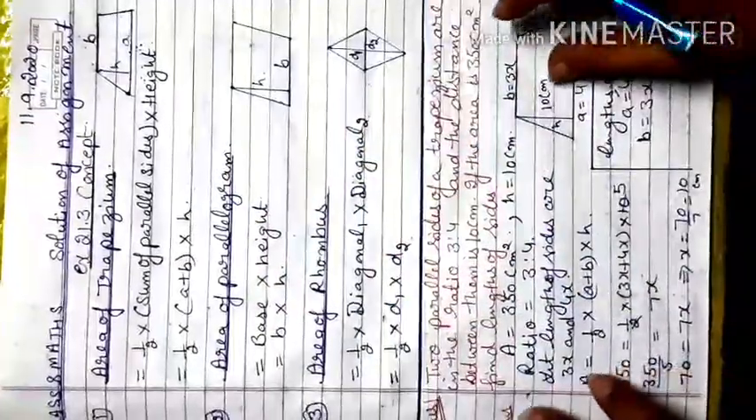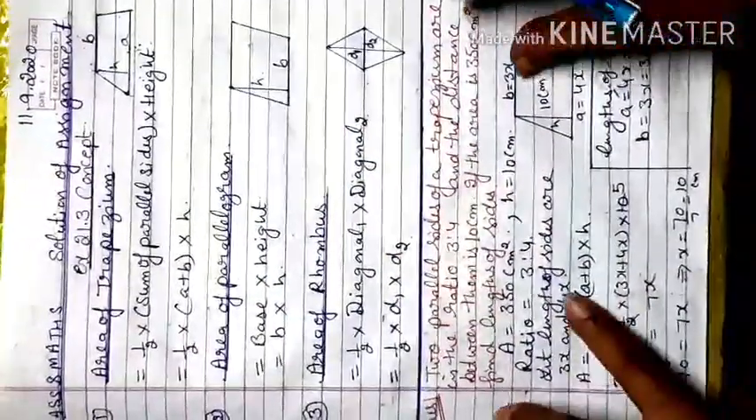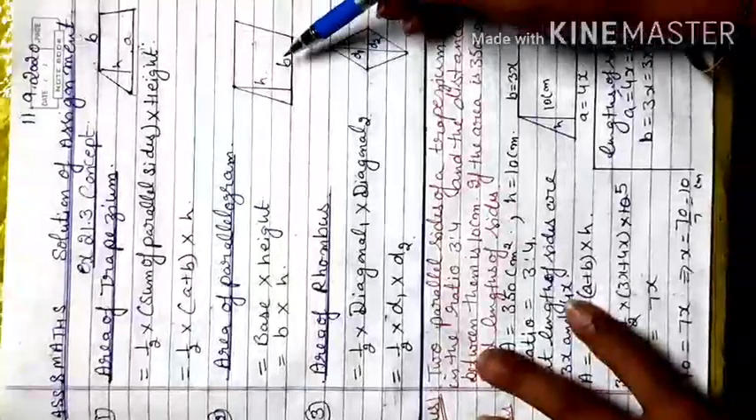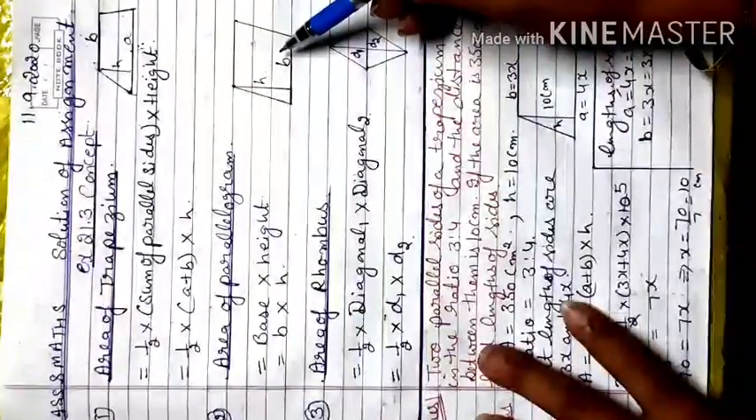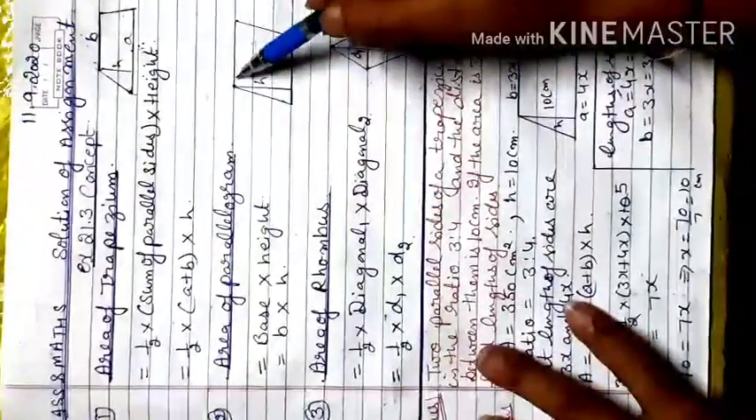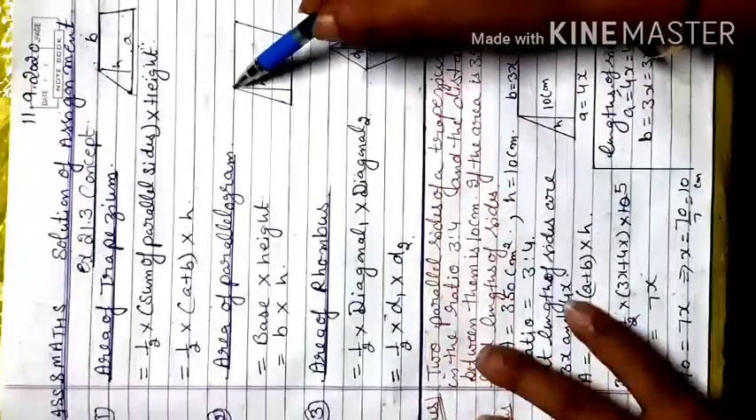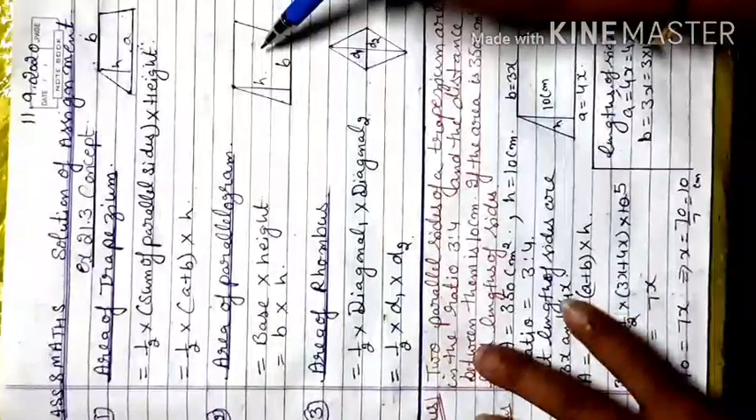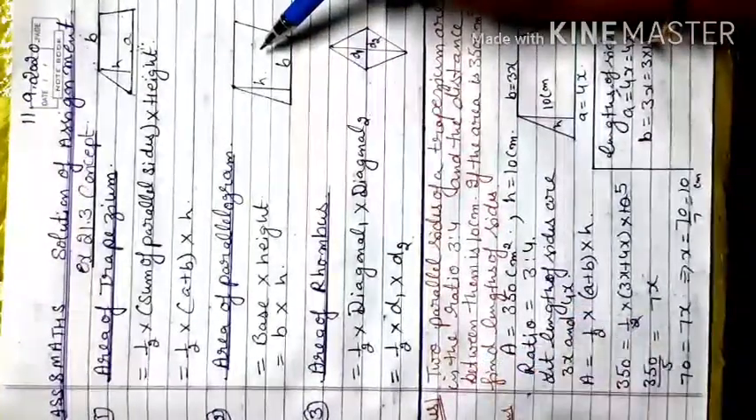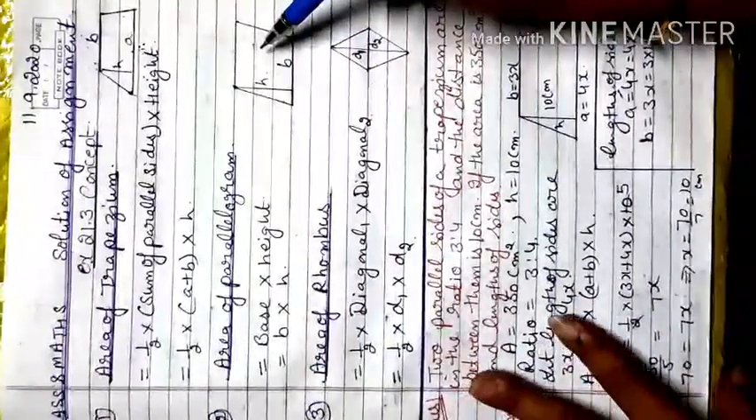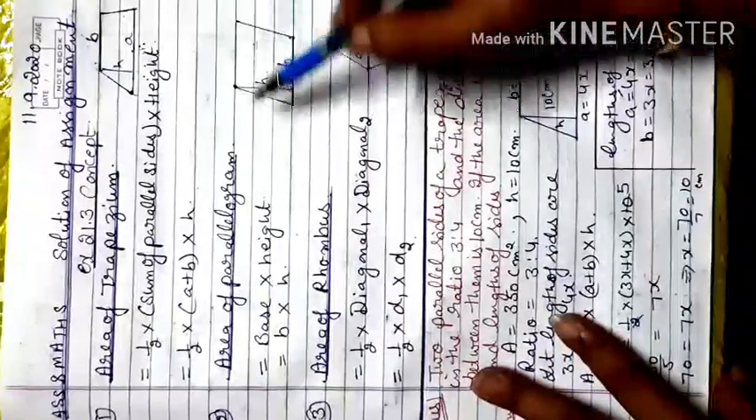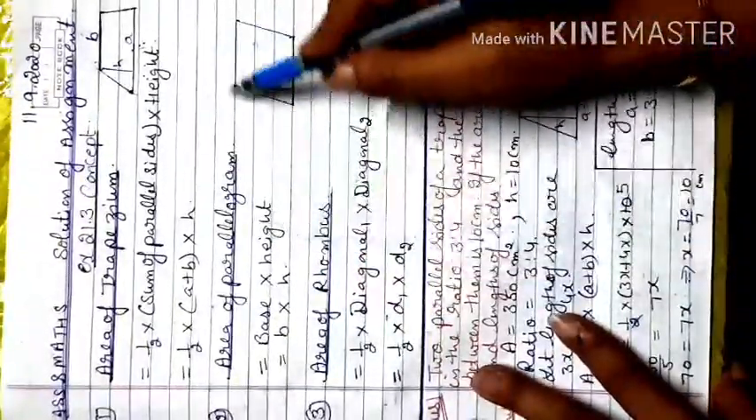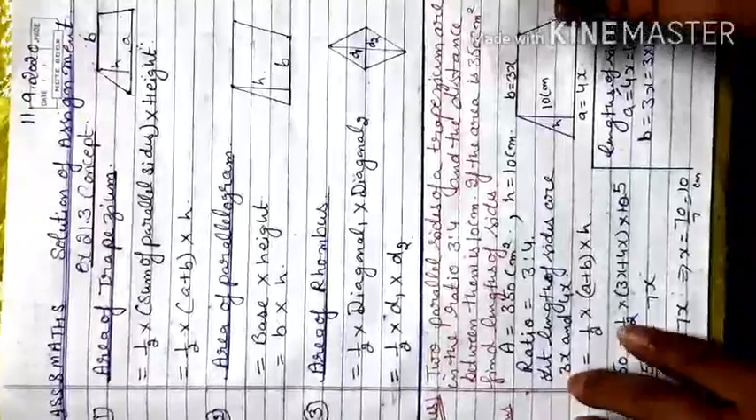Now the area of a parallelogram. Already you have done the area of a triangle, which is half times base into height. If you join this point and this point, the parallelogram is divided into two triangles, so 2 times half into base into height. The 2 cancels, and what is left is base into height. That's why the formula for the parallelogram is base into height.